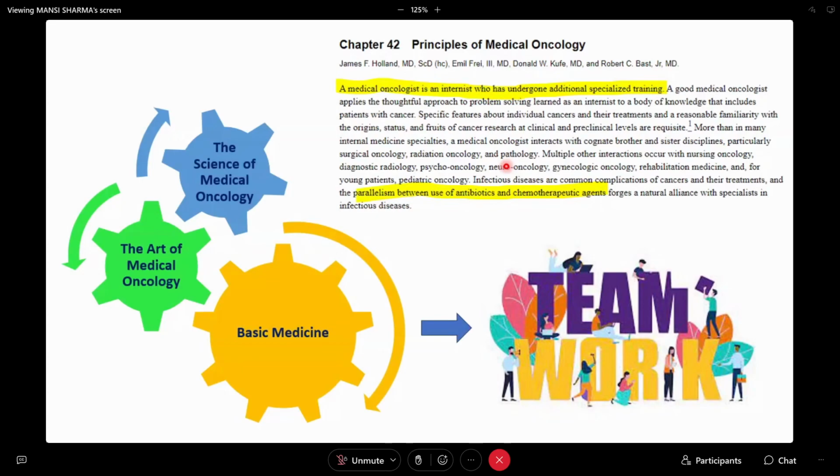Now, the more important part is that all this is done in teamwork with multiple other disciplines, especially surgeons, the radiation oncologists, pathologists, and of course the molecular pathologists in today's world, with nursing, radiologists, neuro-oncologists, gynec-oncologists, rehabilitation medicine and physiotherapists, and of course pediatric oncology. And last but not the least, infectious diseases are also common complications of cancer and their treatments. So we need to know about antibiotics as well, along with our chemotherapeutic agents.